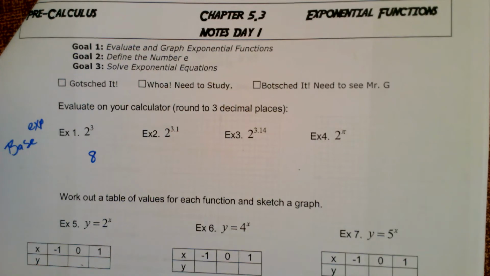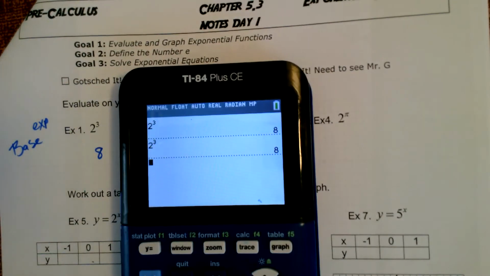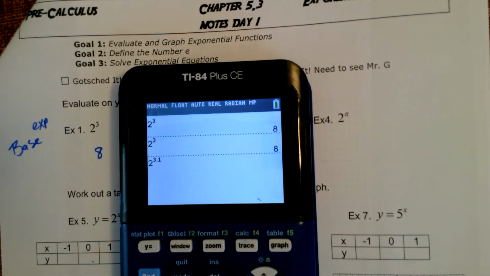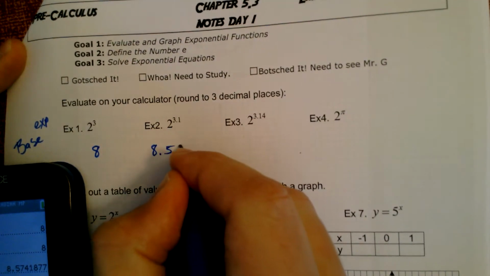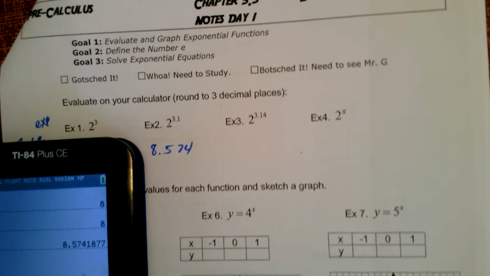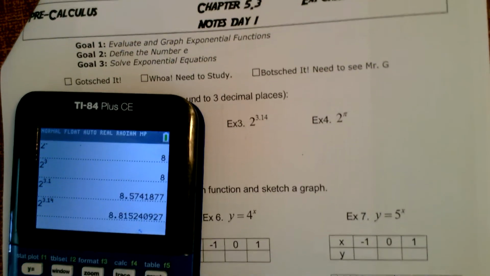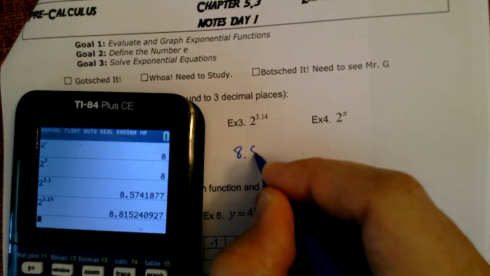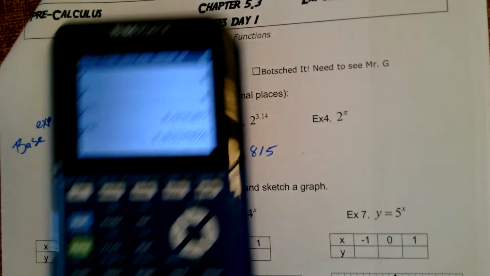So if I take a look, 2 cubed is 8. If I just change that by 0.1, 2 to the 3.1 power, plug that in. Look at that. It grows up to 8.57. Just a tenth of a change is almost halfway up to 9. As I grow a little bit bigger, I can do 2 raised to the 3.14 power. That's pi almost, an approximation. That's 8.815. And then 2 to the pi, you guys know where pi is, right?